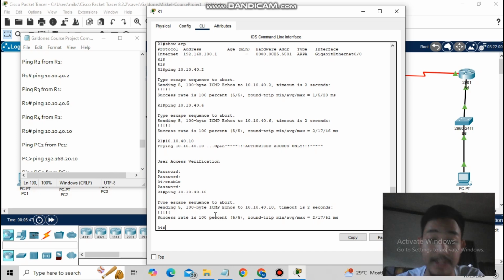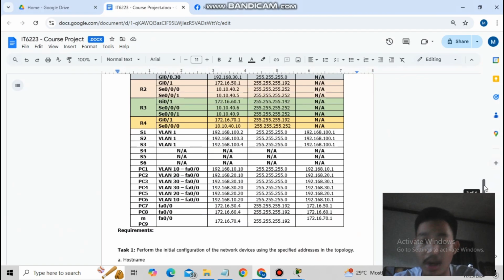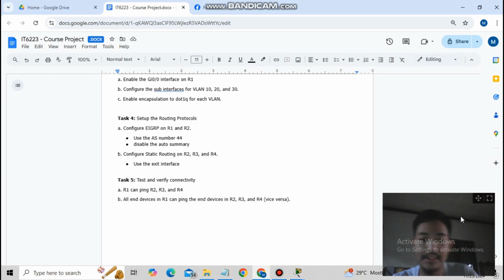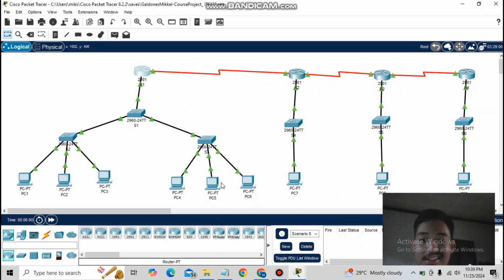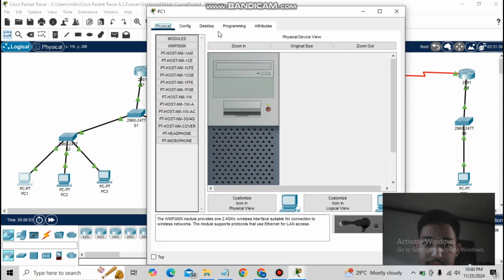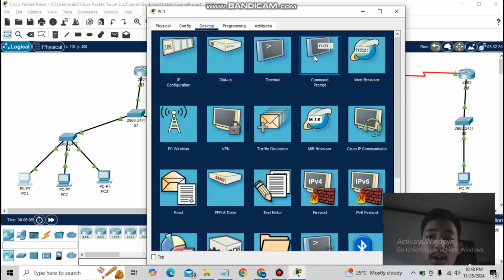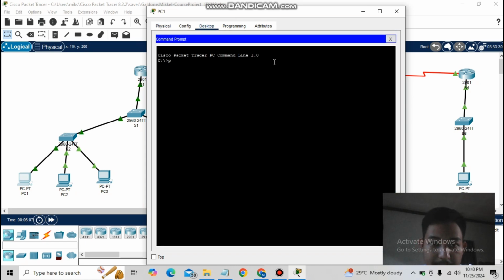And yes, it is indeed a success. So now that we are done pinging our other routers from our router 1, let us try to see if the end devices in router 1 can ping the end devices in the other networks and vice versa. So let me hop on to the command prompt of PC1, and let us ping our other end devices first, the end devices that are connected to our router 1.